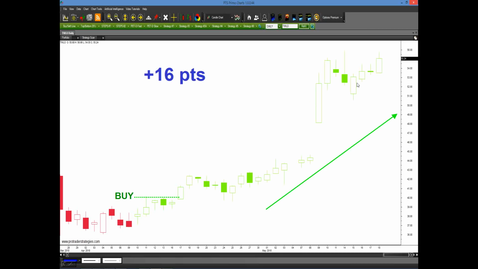Once again, trading is really simple if you just get out of your own way, all right? It's us as traders who make it more complicated than it has to be. And look at all the different times you had to get back in if you missed that first setup.